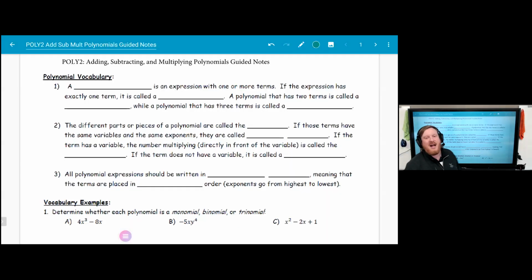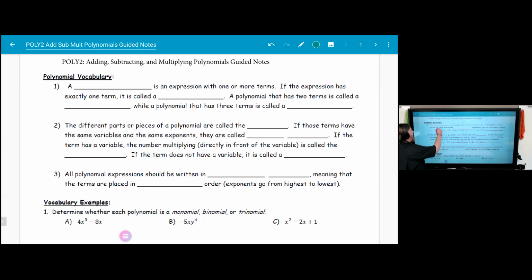We're going to take care of POLY2, which is adding, subtracting, and multiplying polynomials. So let's start with the guided notes like we always like to do. We're going to start with some vocabulary this time so we're all on the same page. A lot of this should be reviewed for you, and if it's not, that's okay. But yeah, let's just go ahead and take a look at some of these things.